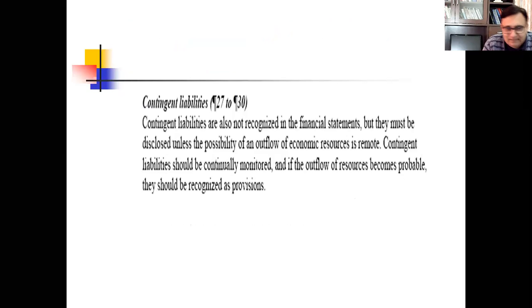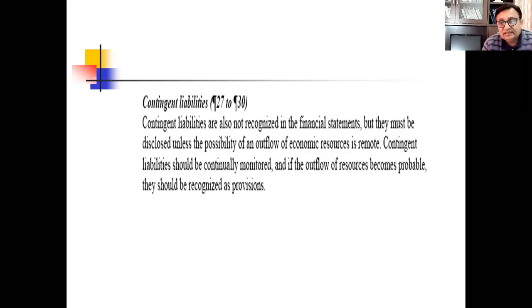Similarly, contingent liabilities are also not recognized in the financial statements, but they must be disclosed unless the possibility of outflow of economic resources is remote. If it is not possible that we will forgo economic resources in the future, then it should not be recognized. But if some possibility is there, it should be explained in the notes to the accounts. But if it is certain to pay something, it is not a contingent liability. Contingent liabilities should be continually monitored, and if the outflow of resources becomes probable, they should be recognized as a provision. If there is a certainty of loss, then you should make a provision.